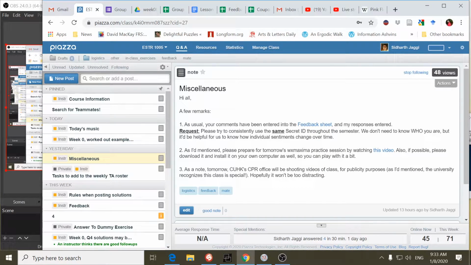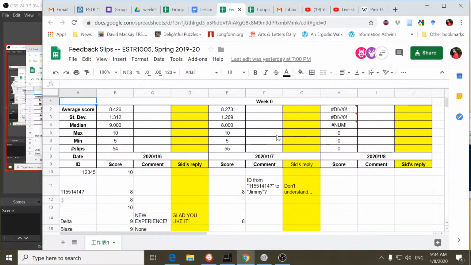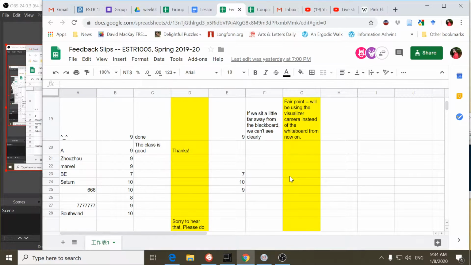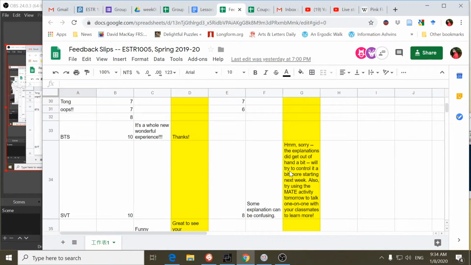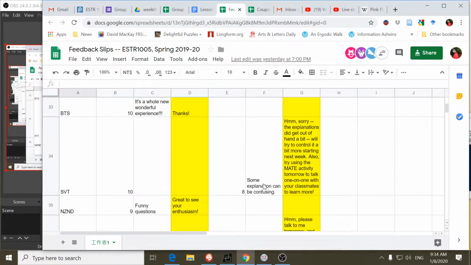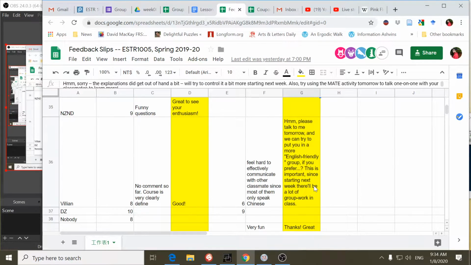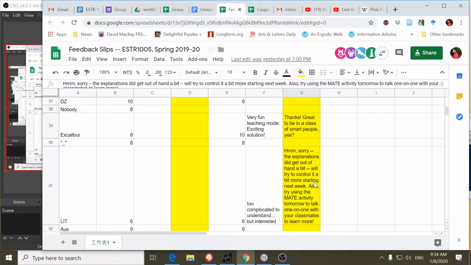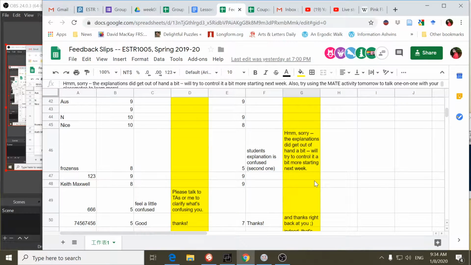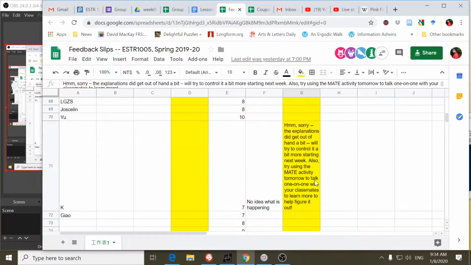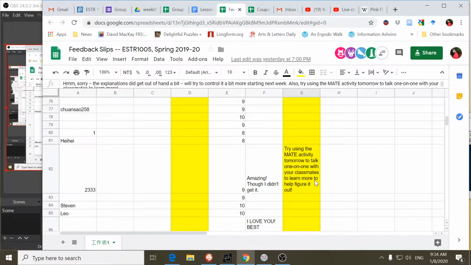So for today, your feedback has been entered into the feedback sheet as usual, and people are beginning to have a little bit of trouble with some of the content, and that's okay. I mean, some of the solutions were complicated. You can use the mate activity to talk one-on-one with your classmates. I'll show you what the mate sheet looks like, and I'll explain that in a little bit. But first we'll do some maxima things. Generally speaking, at least some or maybe even many of you are positive.